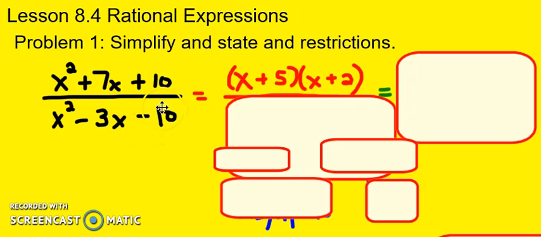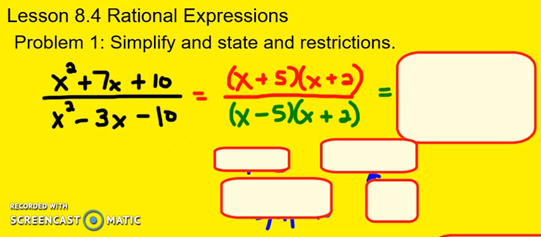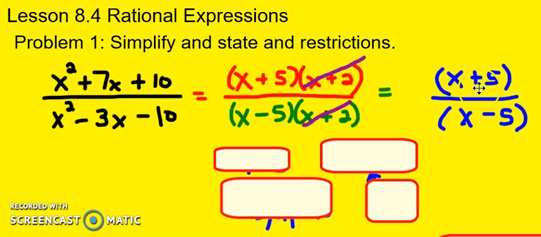Two factors multiply to negative 10 and add to negative 3. It's going to be negative 5 and positive 2, so I'm going to check my middle. Negative 5x plus 2x is negative 3x, so that's correct. So I want to simplify this, so I'm going to reduce it. And then I notice that x plus 2 and x plus 2 reduce. So I get x plus 5 over x minus 5.